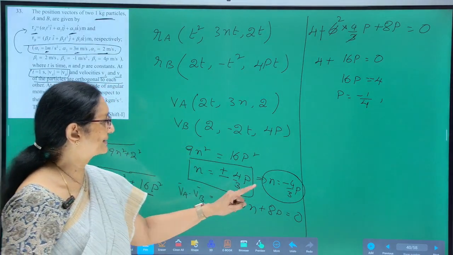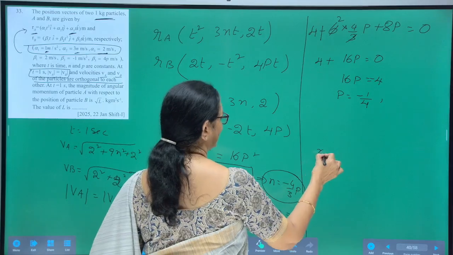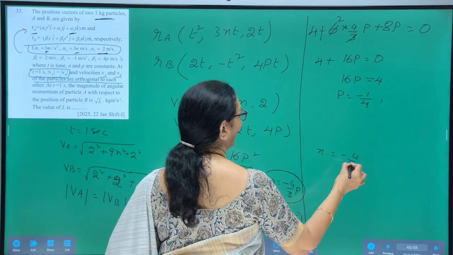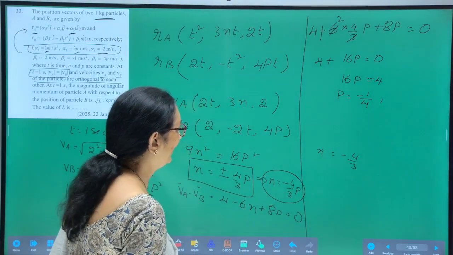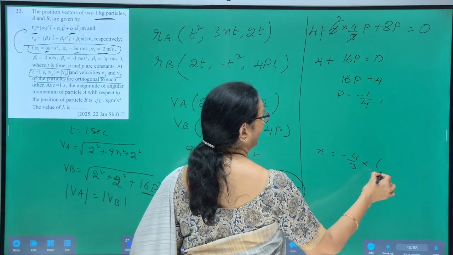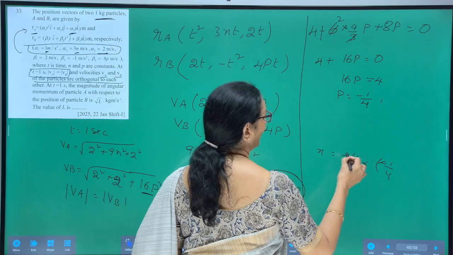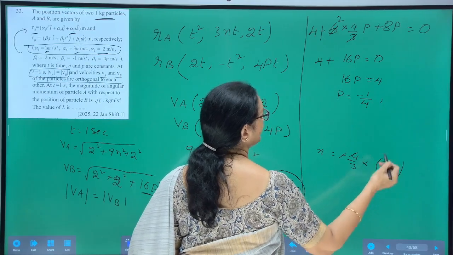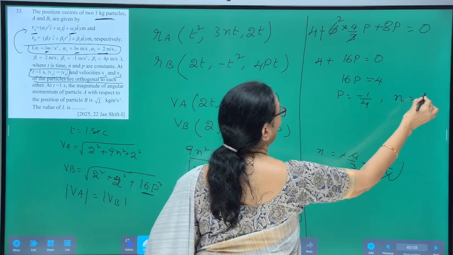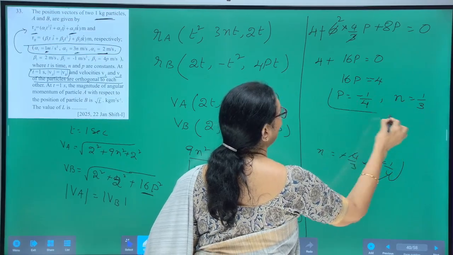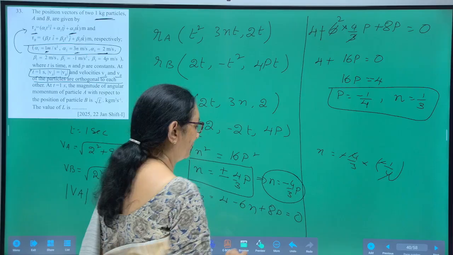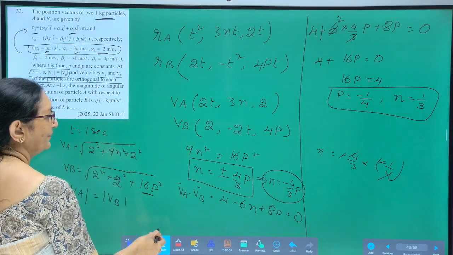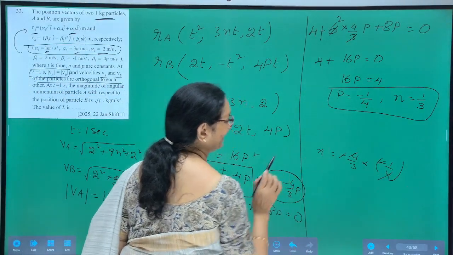As n is equal to minus 4 by 3 into p, p is minus 1 by 4, minus minus plus plus. So, n is equal to 1 by 3. Ultimately, we got these values. Problem is not yet completed.